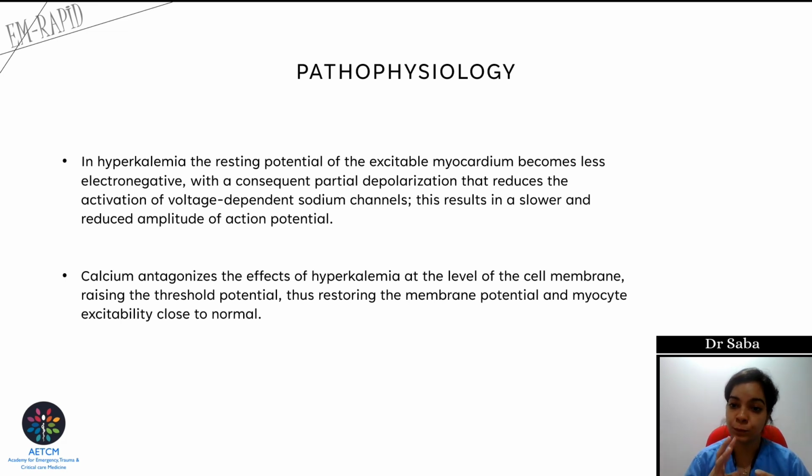Whereas calcium works exactly in the opposite way of potassium. It antagonizes the effect of hyperkalemia, and it will act on the cell membrane. It will restore the membrane potential and excitability of the myocyte by raising the threshold potential of the cardiac muscle cell. So what calcium does is stabilization of the membrane, and it antagonizes the effects that have been brought on the cardiac muscle cell by increased potassium levels in the body.